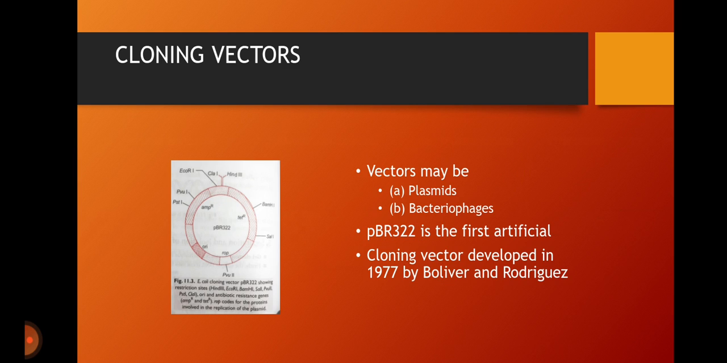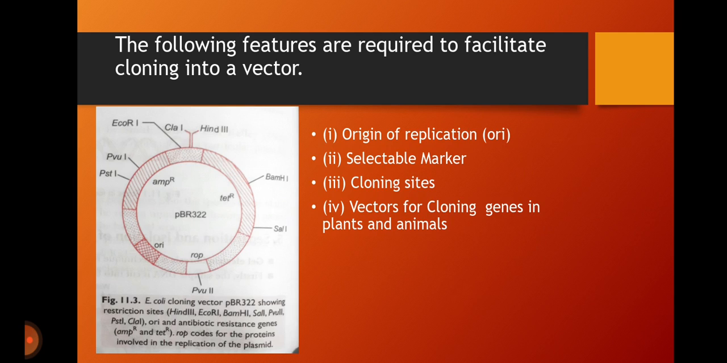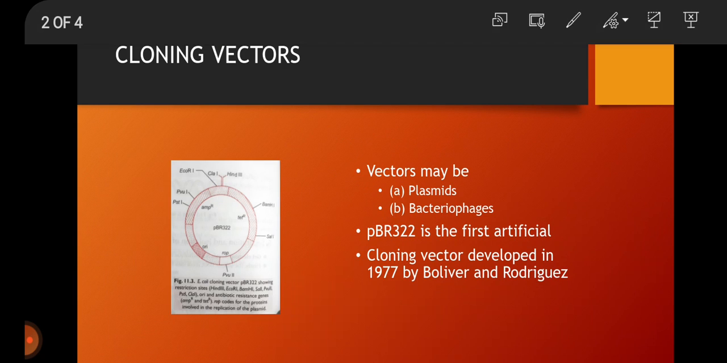Cloning vectors. First of all, we have to understand what vectors are. Vectors are the DNA molecules that can carry a foreign DNA segment into the host cell. Vectors may be of two types. One is plasmid. Plasmids are autonomously replicating circular extrachromosomal DNA. While bacteriophages are viruses that infect bacteria. Because of their high number per cell, bacteriophages have a very high copy number within the bacterial cell.